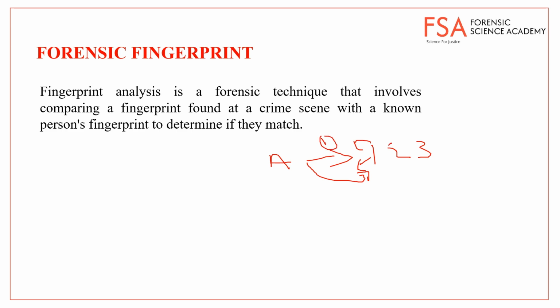And for 2 and 3, now we have to analyze whether they are of person 1 or not. So after comparing, if 2 and 3 match with the fingerprint sample of 1, then we can say they are of the victim. If they don't match, then we can say these fingerprints don't match with person 1. So they might be of the suspects as well as the culprits. So how do we analyze this?